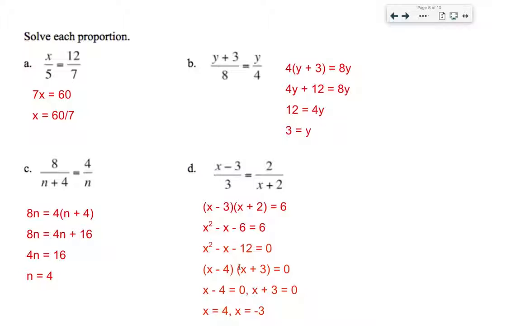And down in letter D, you can see where I had to multiply binomials. I had to make it equal 0. I chose to solve it by factoring. You also could have solved it by the quadratic formula. If you did, you should have gotten the same answers. Again, if this is moving too quickly, just push pause. You can check your answers or copy down the correct work.